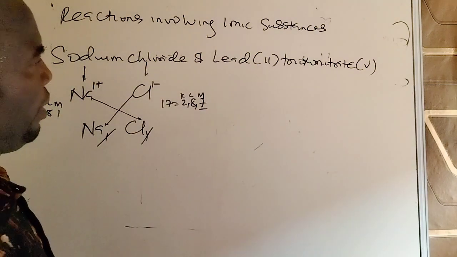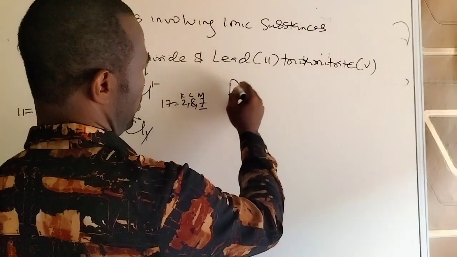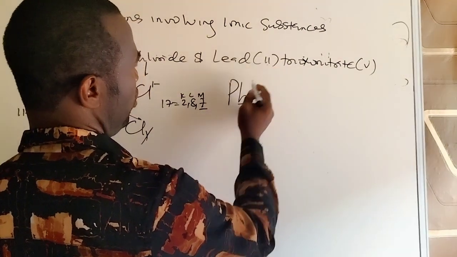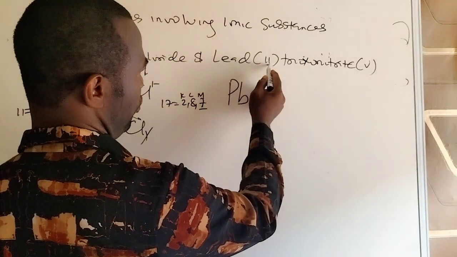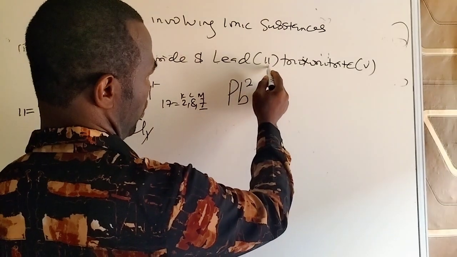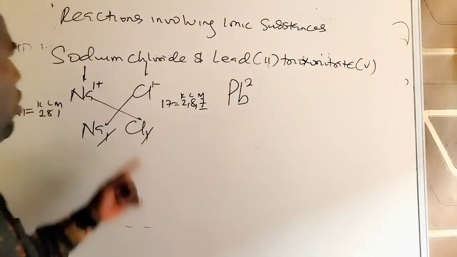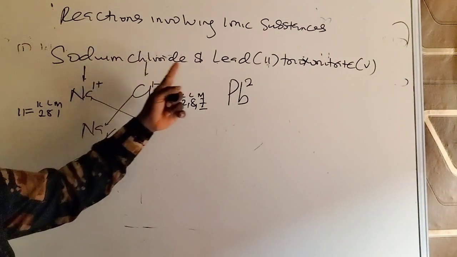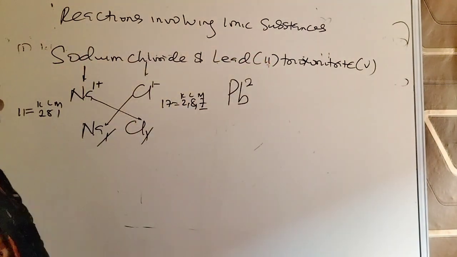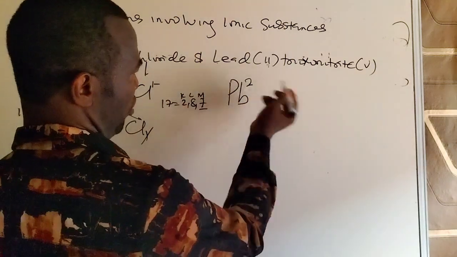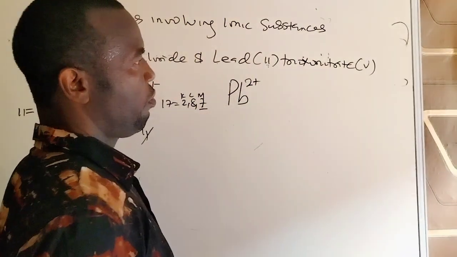Then you go to this one, lead. The symbol of lead is Pb, but they say lead 2. What I mean is the valency of lead here is 2. So now put 2. It's very easy to get this one. For this one, the valency of sodium is not given to you; get it from the atomic number. But this one is given to you directly: lead 2. So being a metal, I can just write 2 or say positive.